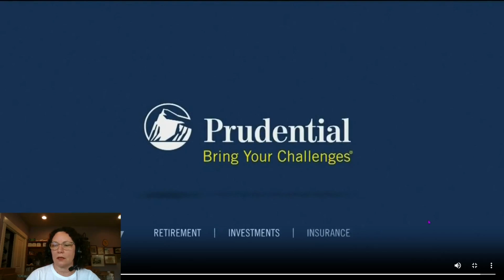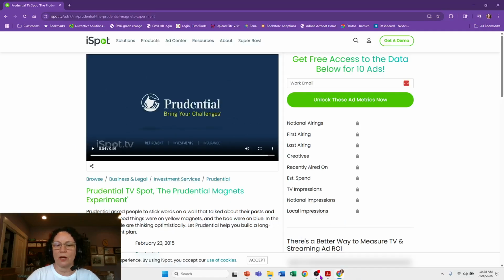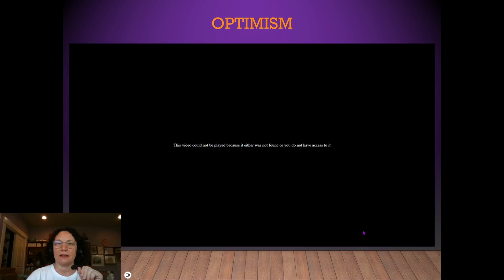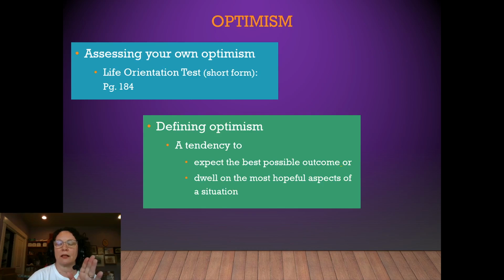So optimism is expecting good outcomes, right? And so when we're looking towards the future, as they did in this bit, people tend to overestimate the likelihood of good things happening in their future, right? So, a tendency to expect the best possible outcome or to dwell on the most hopeful aspects of a situation. So when in a situation, a person who displays optimism will tend to display hope. They'll display that they're expecting something good to happen or some way out of maybe a negative experience.